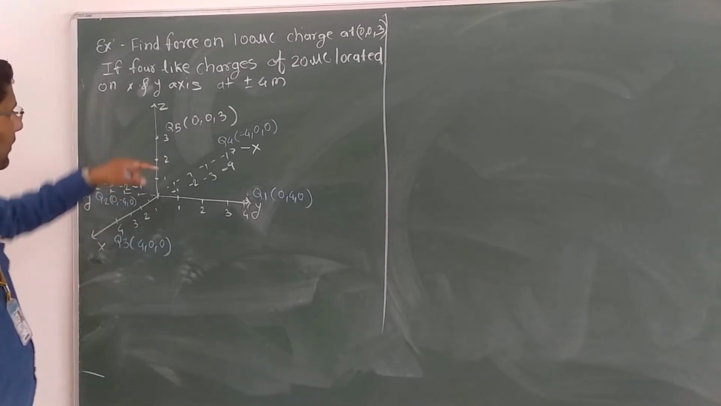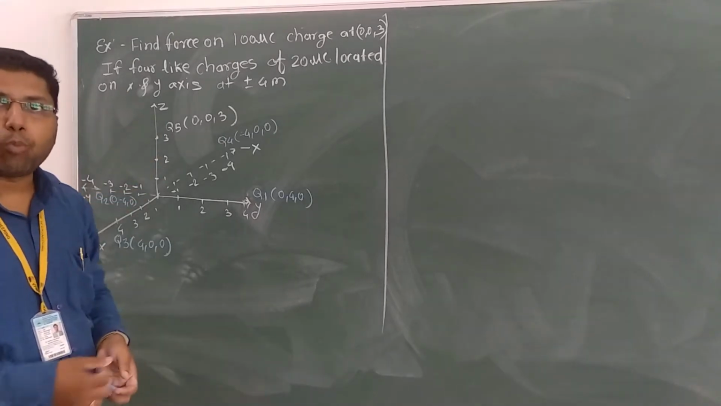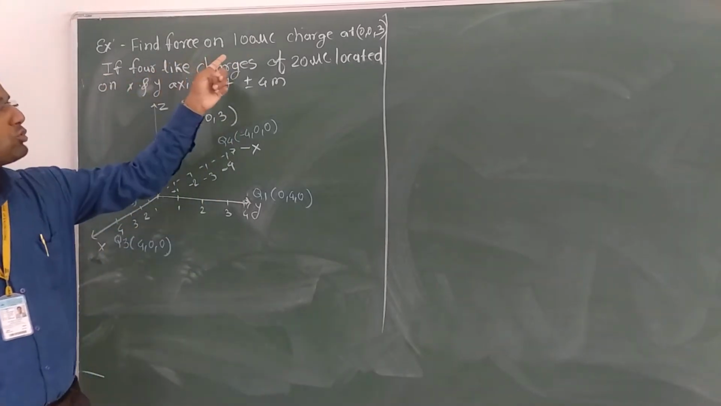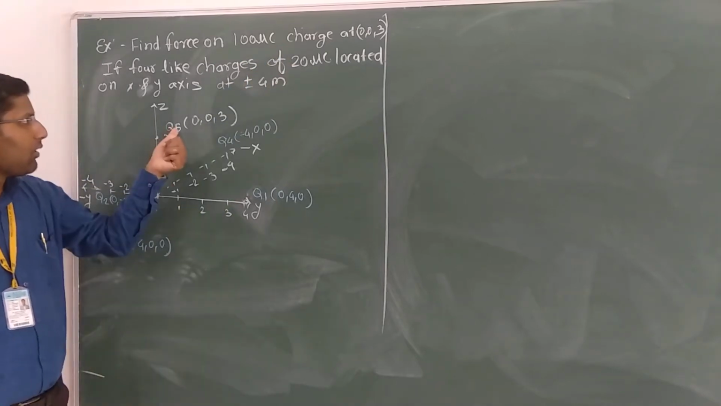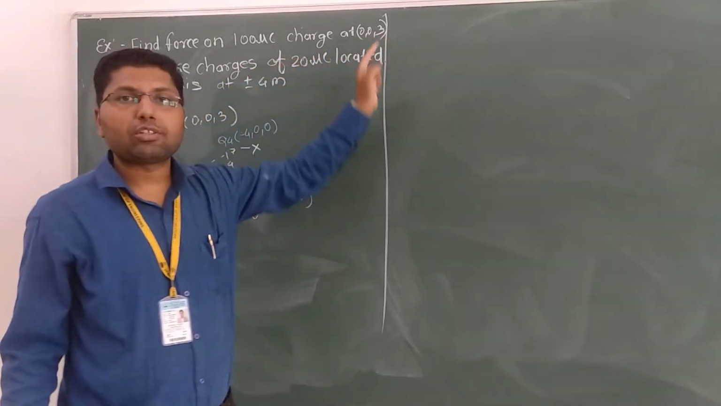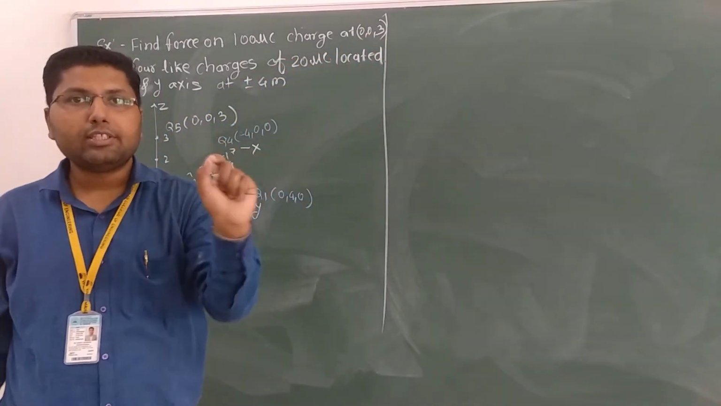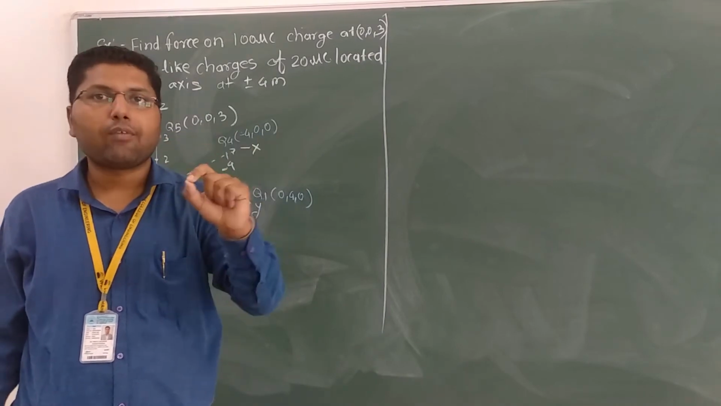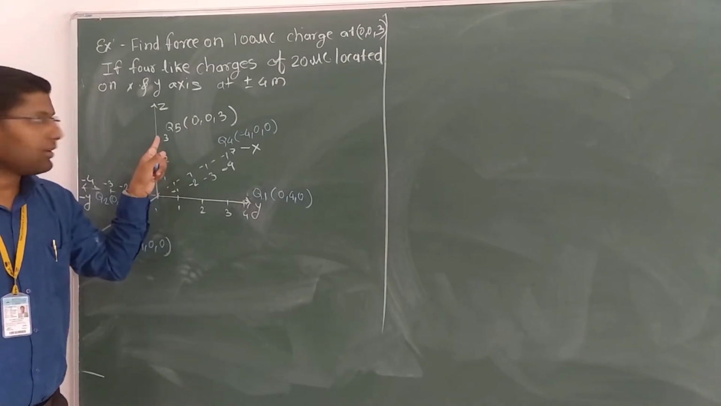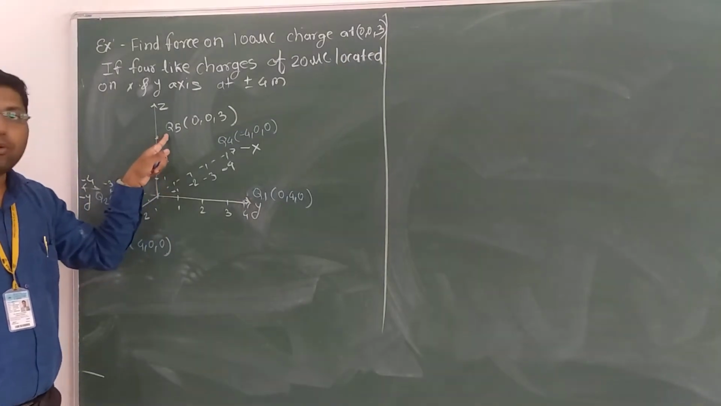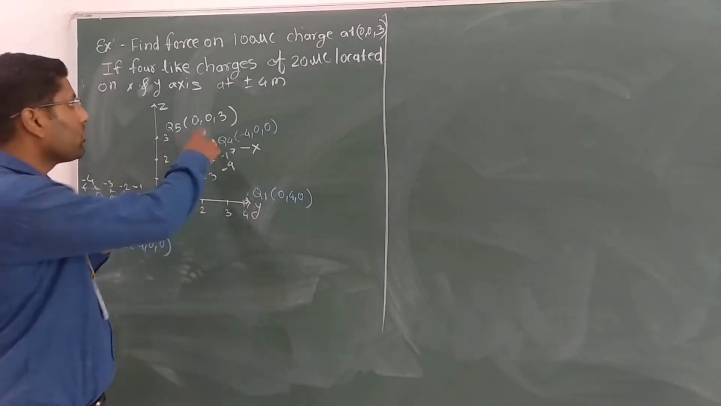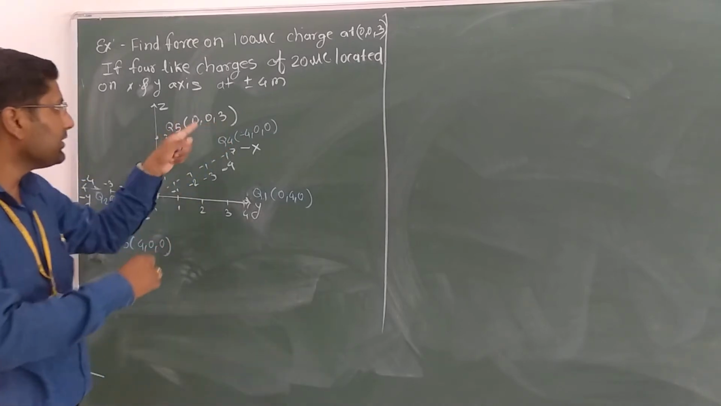I have drawn a figure where I have located the points given in the question. In the question, find the force on the 100 microcoulomb charge. So what is Q5? I am taking this 100 microcoulomb at (0,0,3). What is the meaning of (0,0,3)? 0 for the x-axis, 0 for the y-axis, and 3 for the z-axis. So I am locating that point here. Q5 is 100 microcoulomb and it is located at (0,0,3), you can see here.